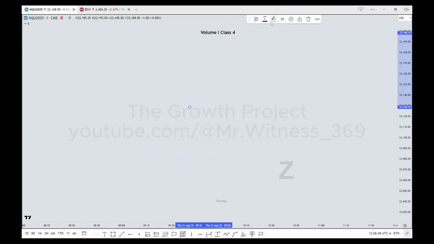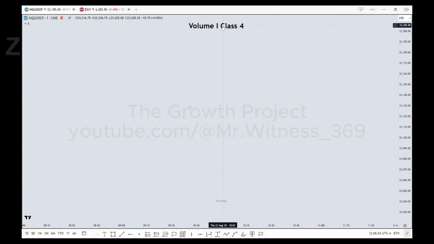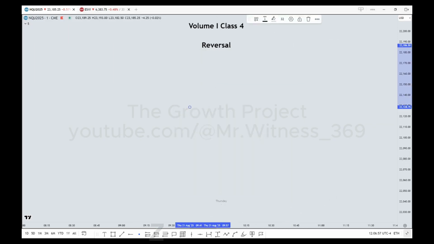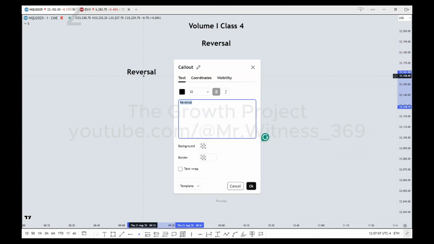Today we're going to be discussing volume 1, class number 4. This class is going to be for reversal, the last stage of the algorithmic price delivery. So, reversal, right away.